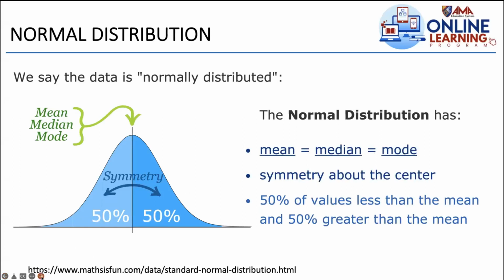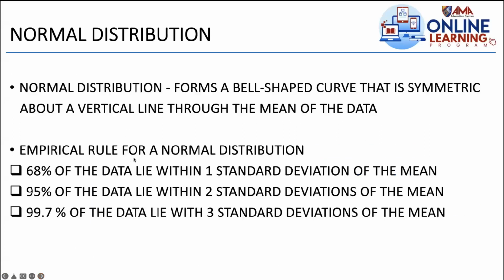Now, in your module, this is mentioned: the empirical rule for a normal distribution. But what is the meaning of these percentages? We'll tackle the details later. 68% of the data lie within one standard deviation of the mean. What's the meaning of that? 95% of the data lie within two standard deviations of the mean.